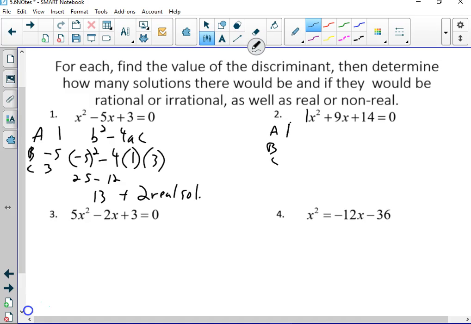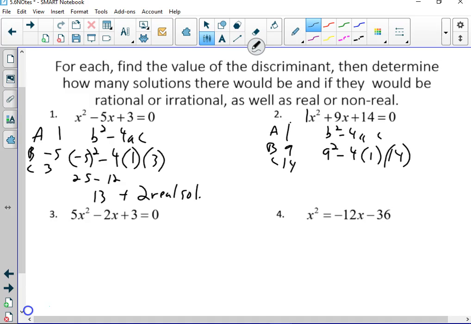Good. B is? C is 14. So B squared minus 4AC. Write that out first. Now we fill our numbers in. So that's going to be 9 squared minus 4 times 1 times 14.